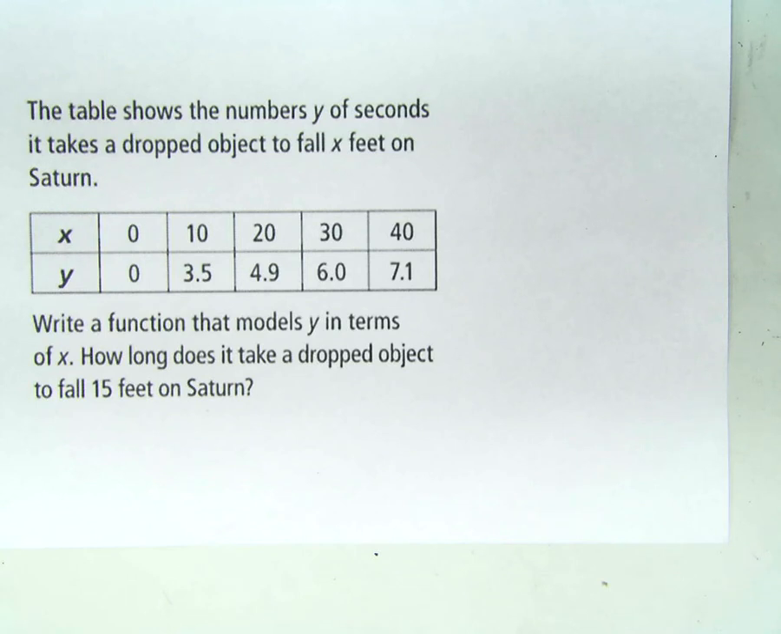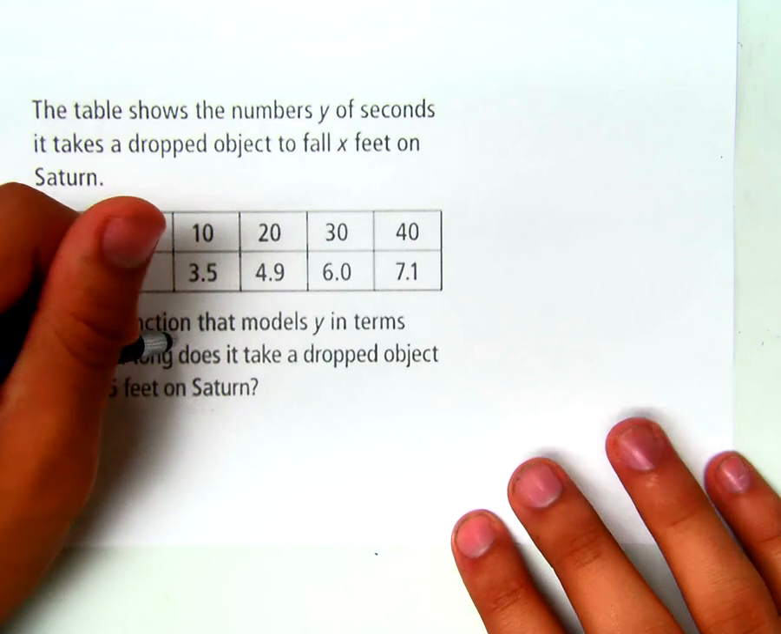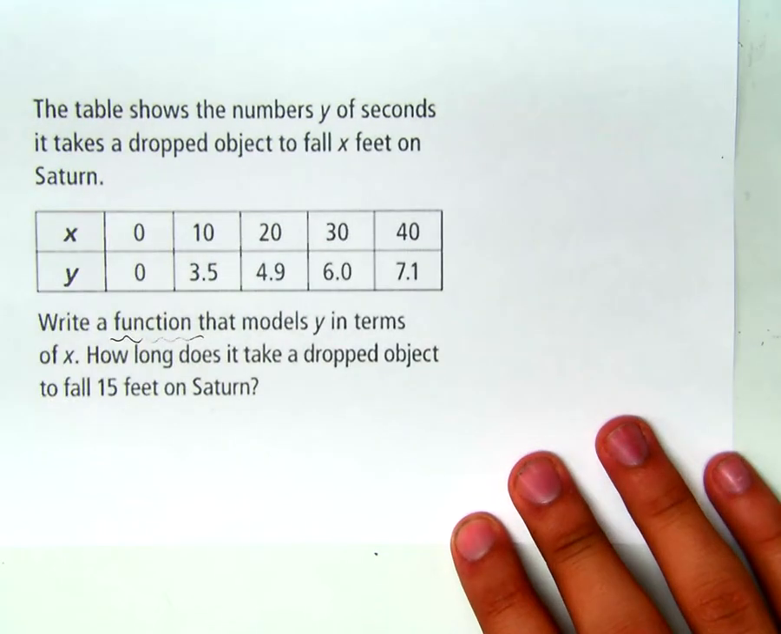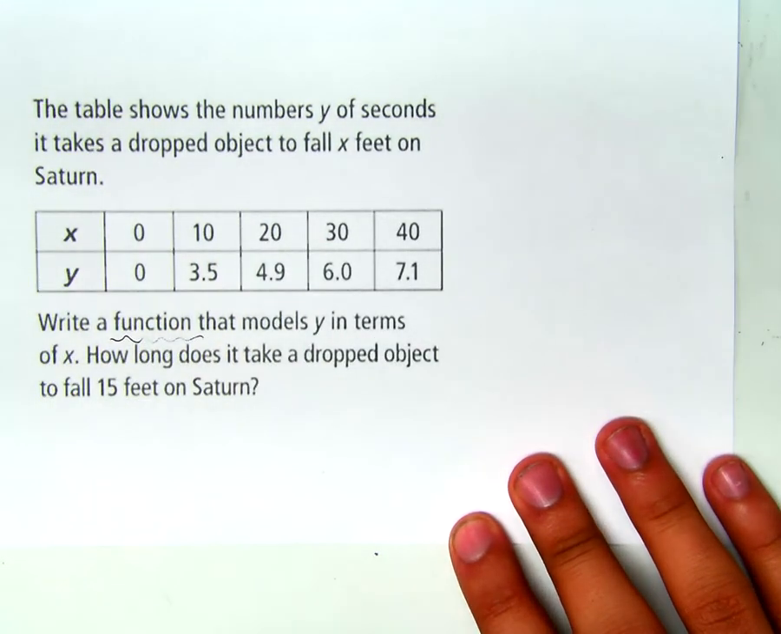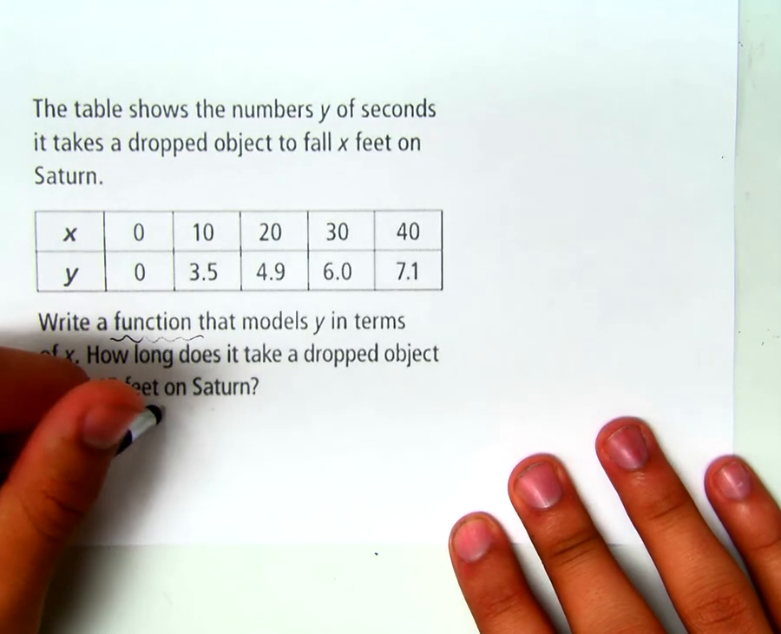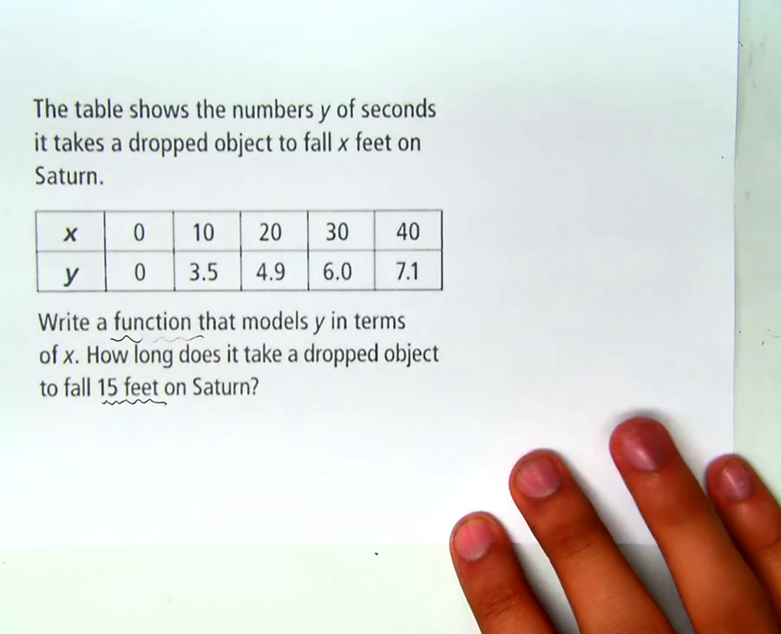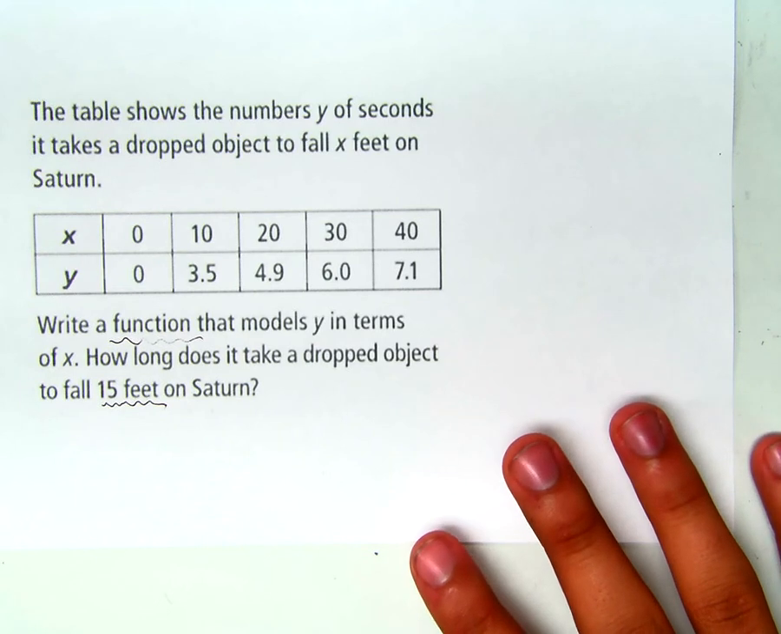But, alright, this problem says the table shows the numbers y of seconds it takes a dropped object to fall x feet on Saturn. Write a function that models y in terms of x. How long does it take a dropped object to fall 15 feet on Saturn? Okay. So, what we have here, what it's asking for, is to write a function that models this table. So we want to write a function that represents this table, and once we find that function, we want to plug in 15 and find out how many seconds it takes for the object to fall.